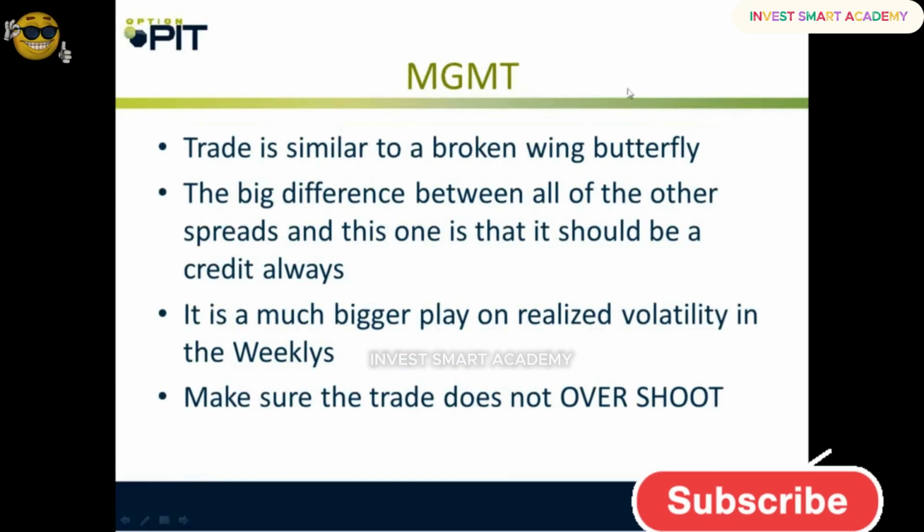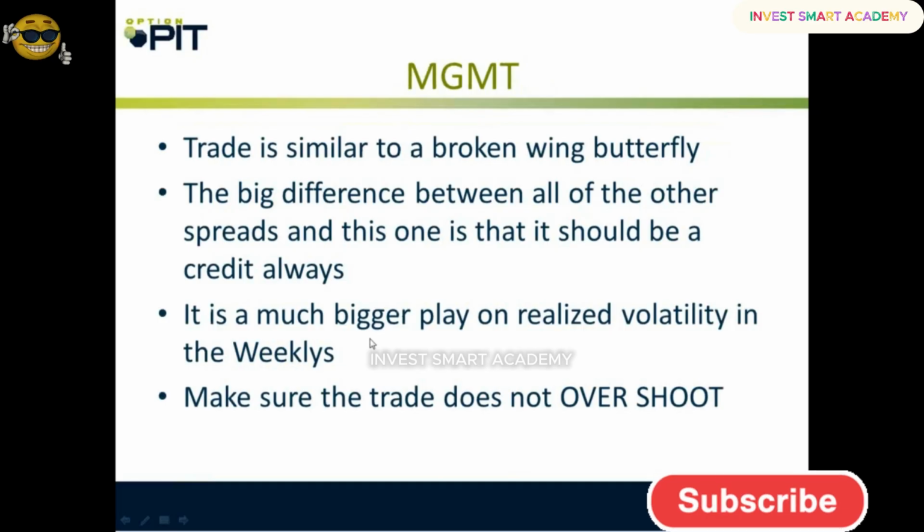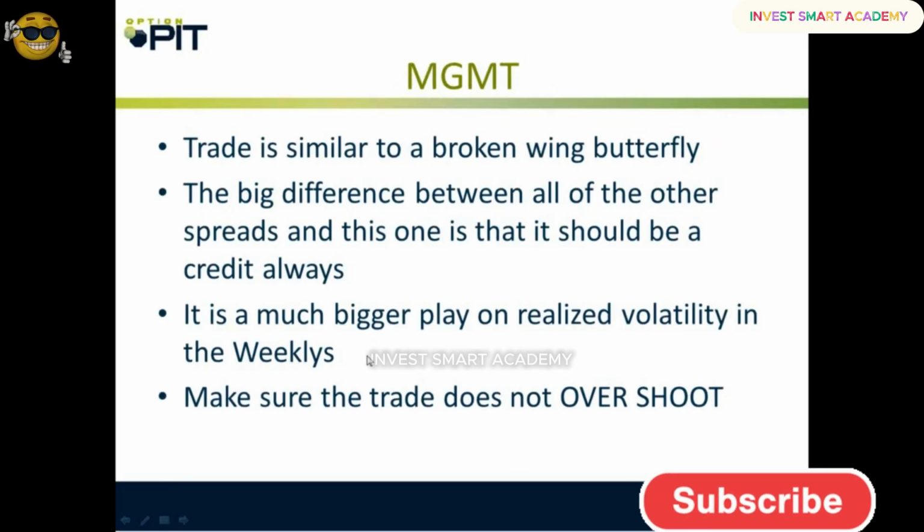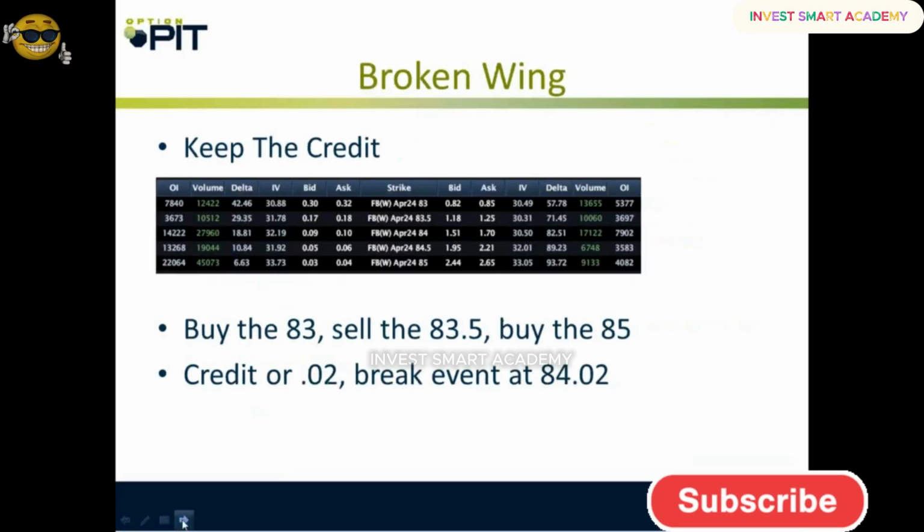So the trade is similar to a broken wing butterfly, which I'm going to cover. I don't know how these slides got flipped. It is a much bigger play on realized volatility than it is on implied vol, unlike the standard fly. And you've got to manage it so it doesn't overshoot. That's why, with Amazon, if you think it's going to take a quick move lower, the 1x3x2 is not the perfect trade. Well, that's the beautiful thing. So I'm going to talk about ratios.